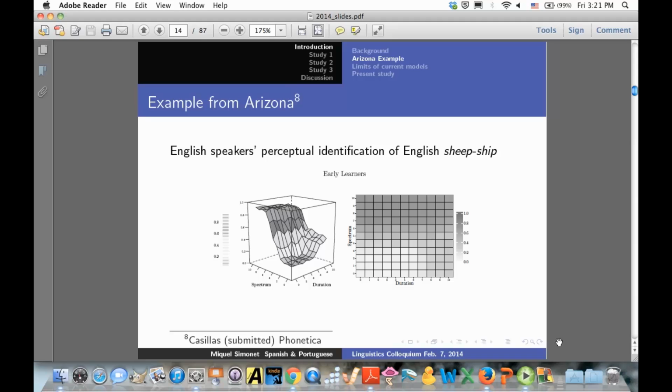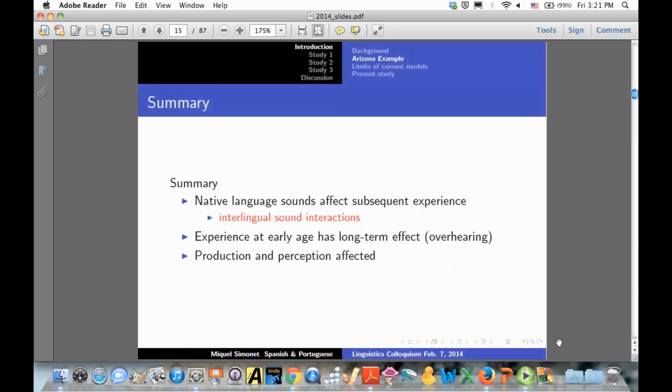So they're paying attention to duration in a way that native English speakers, monolingual speakers, would not. Okay. That was just an example.